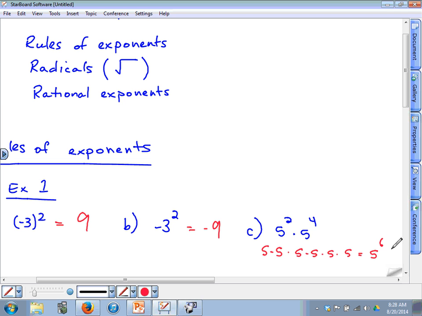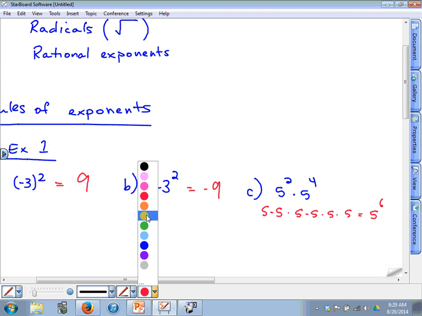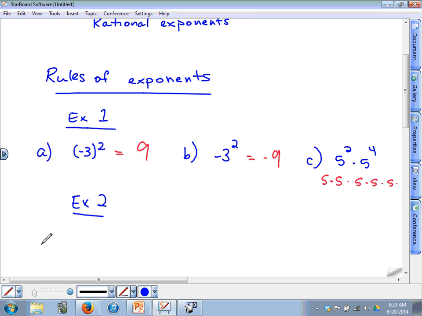Did these look familiar at all from last year? You should have gone over most of these. Let's try another one. Example 2. Getting a little more complicated now. Negative exponents. How do we deal with those? Start at part A here.